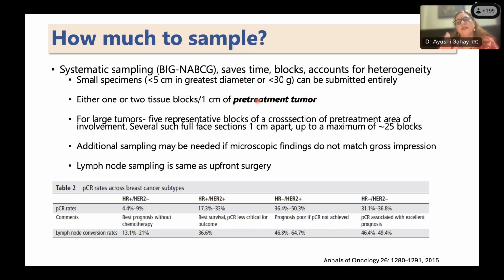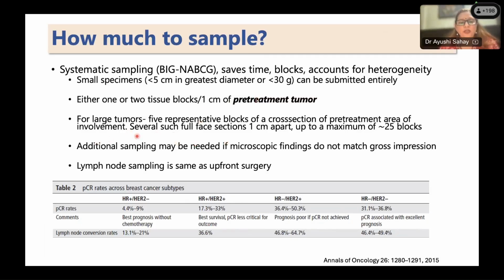Why? Because with the pre-treatment tumor size, if there is a buckshot response, you will be able to assess the presence of residual tumor. If you go by the post-treatment tumor size, you are going to miss the presence of tumor beyond the grossly identified tumor bed. I will show you this in a diagram.